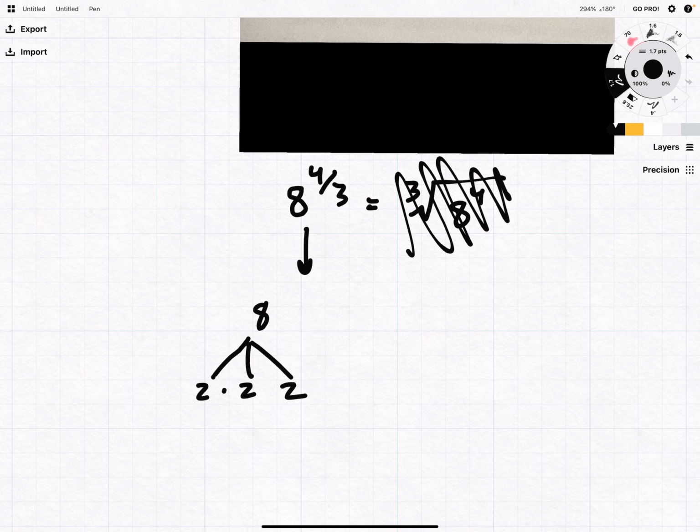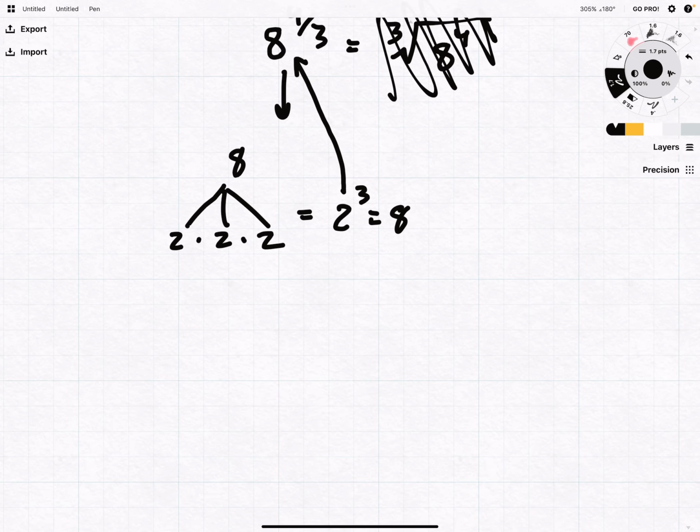So we see that 2 times 2 times 2 equals 8. So again, I'll rewrite that for redundancy, and we have 2 to the 3rd equals 8. Well, if that's the case, what's stopping us from substituting that in right here? So let's go ahead and do that. Let's have 2 to the 3rd to the 4/3 power.